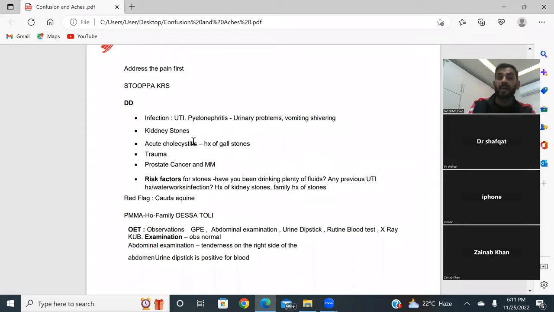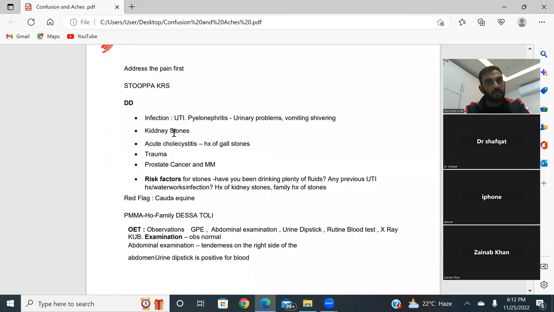The first thing that should come to mind is infection. Infection can go to sepsis. It's always dangerous. UTI, pyelonephritis, urinary problems, vomiting, shivering. You need to ask all these questions directly. For UTI and pyelonephritis, you will be asking any problem with pee, any fever, any chills, any rigors. You need to ask all these questions.